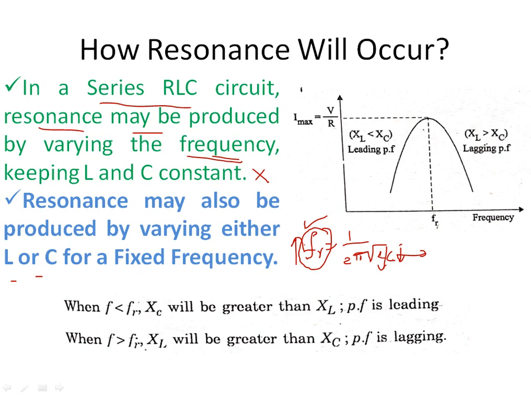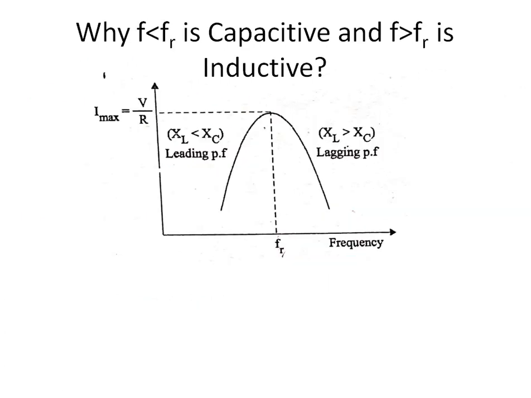So read the statements. When F is less than Fr, XC will be greater than XL, that is, the power factor is leading. If we plot a graph between the maximum current Imax on the y axis and the frequency on the x axis, we get a plot like this. So this is a limit. At which frequency does the resonance condition occur? Fr is equal to 1 by 2 pi root LC.